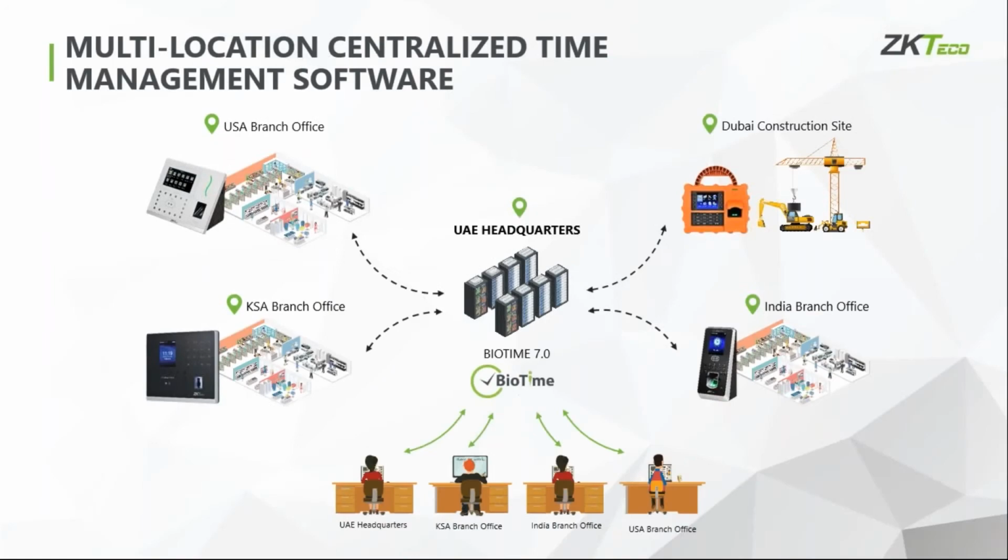This is an overflow diagram showing how the system works. During the introduction, you can see BioTime 7.0 in the center, which is the server. On the server, you can install the software setup. Then you can connect the machines from different locations through the internet. As I mentioned, you can use LAN, 3G, or Wi-Fi, depending on the device, and it will be connected to the server in real time. The server has one database and the application part.